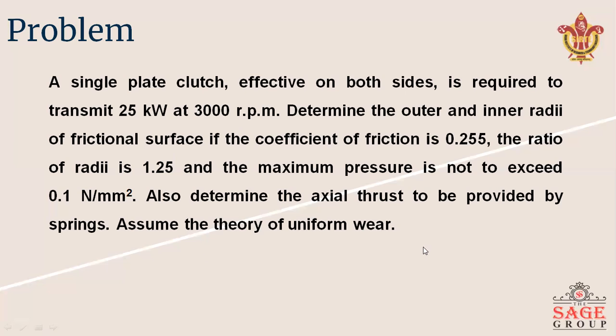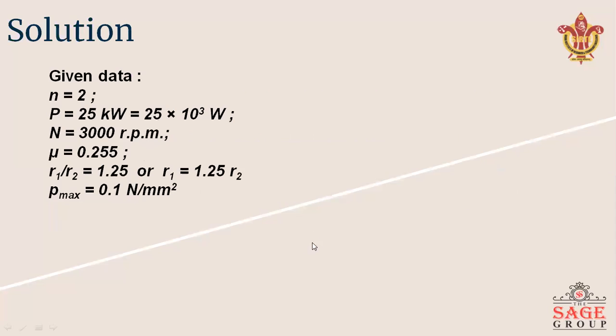Assume uniform wear theory. So we have to write systematically the given data. This is the given data. All the data is given in the question. N is equals to 2, that means single plate clutch is effective on both sides. So for the single plate clutch, N equals 2, and that means number of pair of contact.